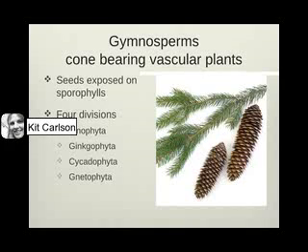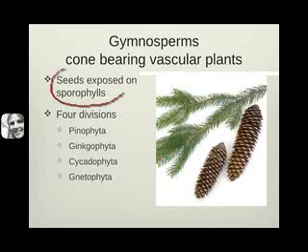So we are moving up the evolutionary ladder here, right? We looked at the mosses and the other bryophytes, and then we looked at the ferns, and now we'll look at the gymnosperms. So the gymnosperms have seeds that are exposed on sporophylls. And sporophylls are a type of modified leaf that bears some type of sporangium.